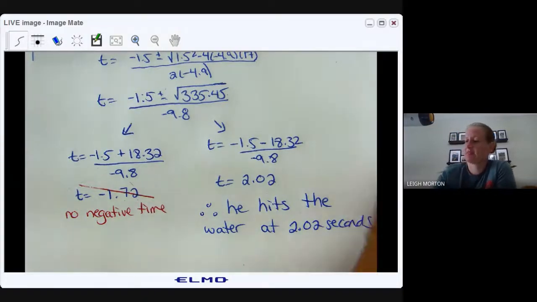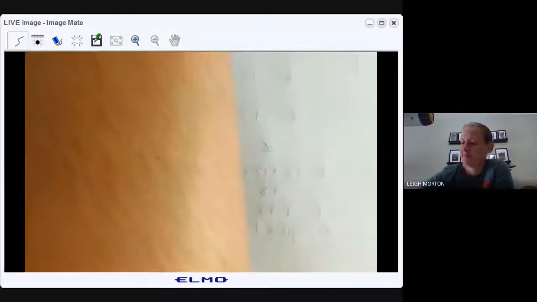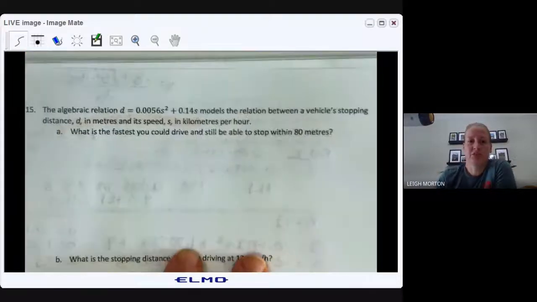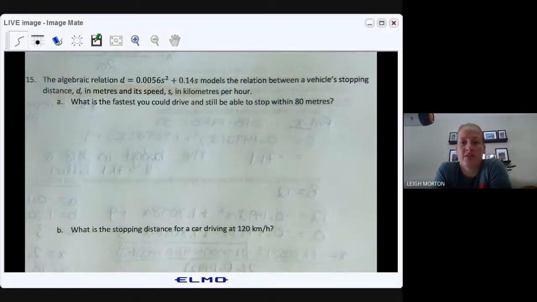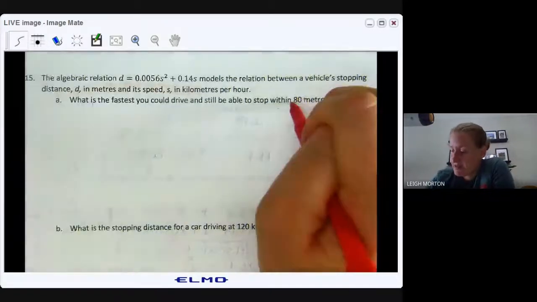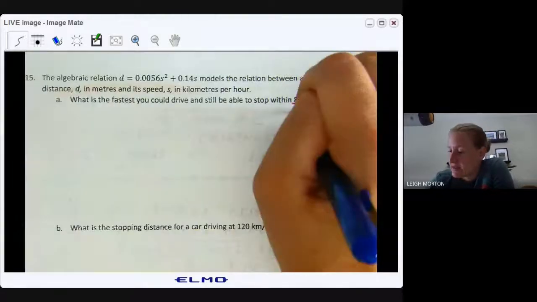All right, let's move on. Next question. The algebraic relation d equals 0.0056 s squared plus 0.14 s models the relation between a vehicle's stopping distance d in meters and its speed s in kilometers per hour. What is the fastest that you could drive and still be able to stop within 80 meters? Right here, 80 meters, we see that d equals 80.